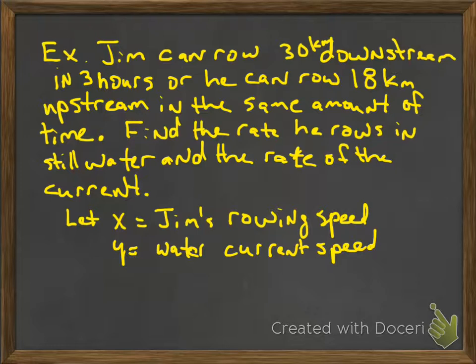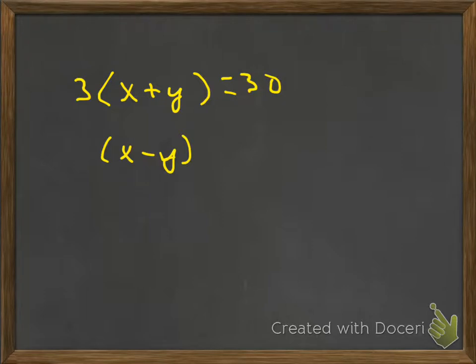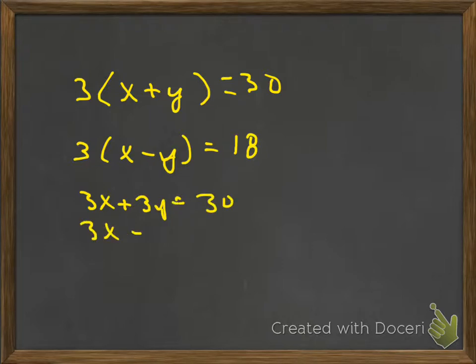All right. So how do I start this off? Well, I should say x plus y, x minus y. That's my beginning. Remember, x is Jim's speed, y is the water speed. How long was I rowing? Well, I was rowing 3 hours. Downstream, I would go 30 kilometers. Or in that same time, 3 hours, if I'm going upstream against the current, I could only go 18 kilometers. I see parentheses. What do I do with that? Well, I would distribute and get 3x plus 3y equals 30, and 3x minus 3y equals 18.